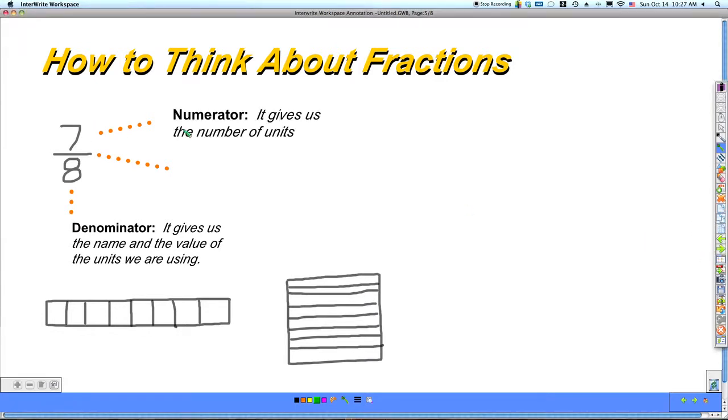The top number is the numerator. The word number is kind of hidden in there, numer, like number, and that gives us the number of units. So in this case, we're talking about eighths. The numerator tells us we have 7 of them, and so we're talking about amounts like that, 7/8 of a bar or 7/8 of that square.